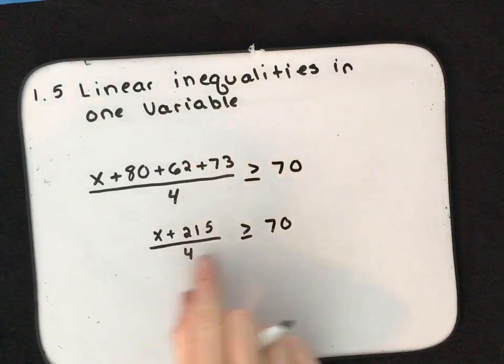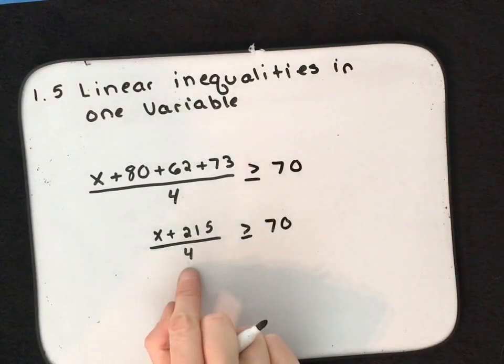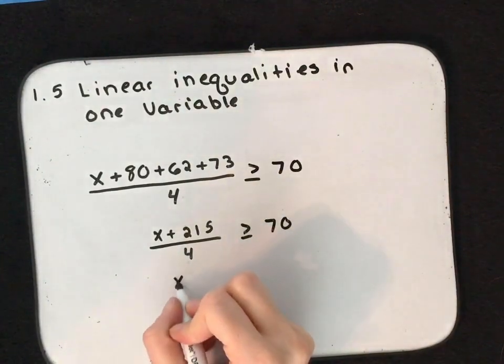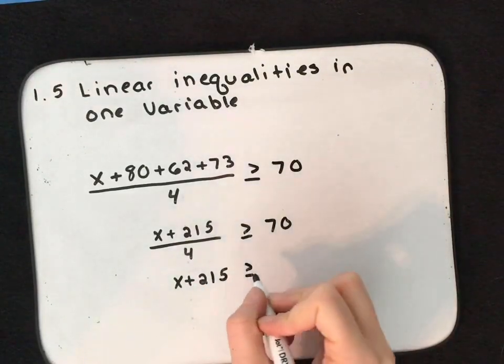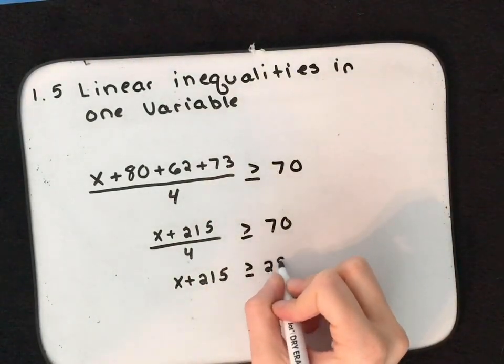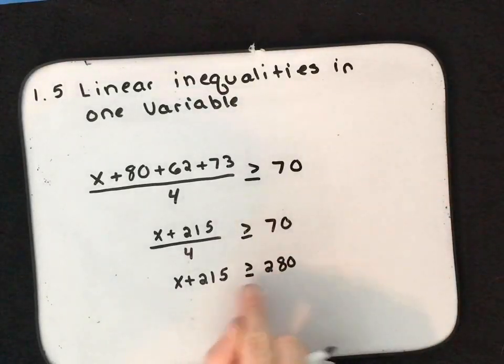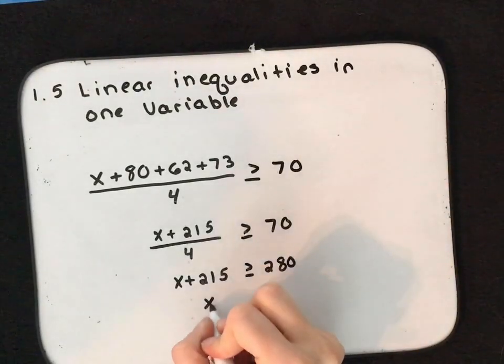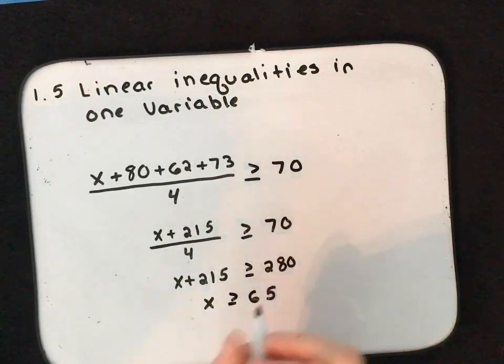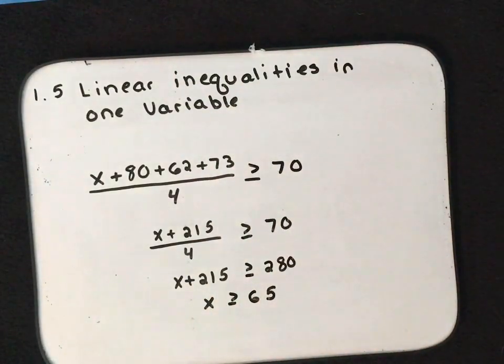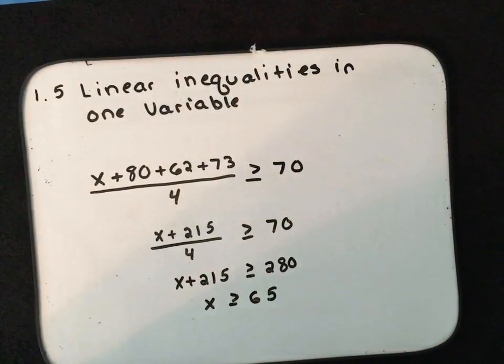So we can multiply both sides by 4 to get rid of that denominator, and that will give us x plus 215 is greater than or equal to 280. Subtracting 215 from both sides, we get x is greater than or equal to 65. That means that the student needs at least a 65 in order to get a passing grade of a 70 in their class.